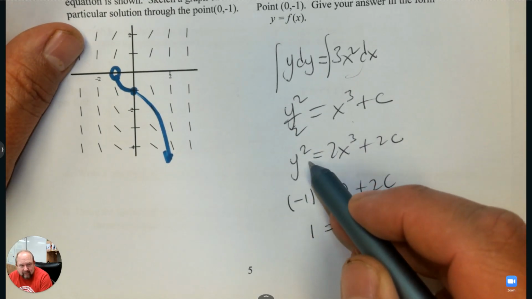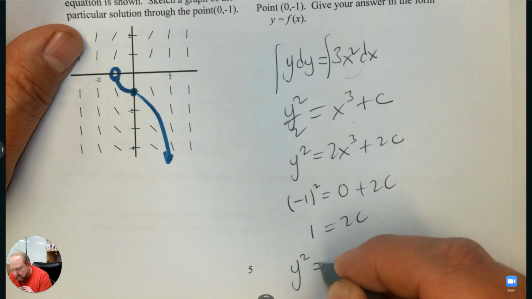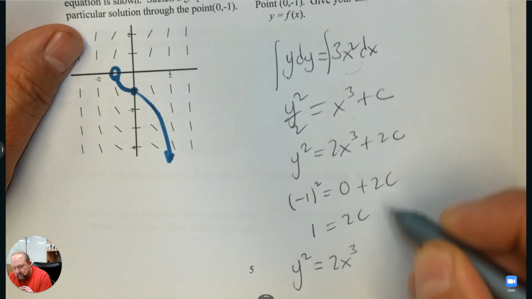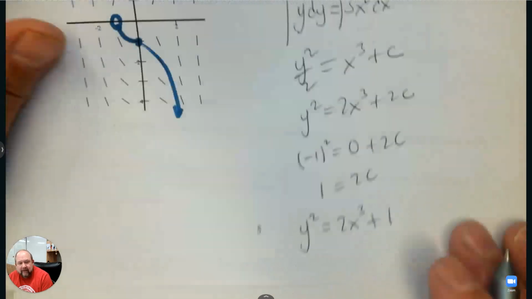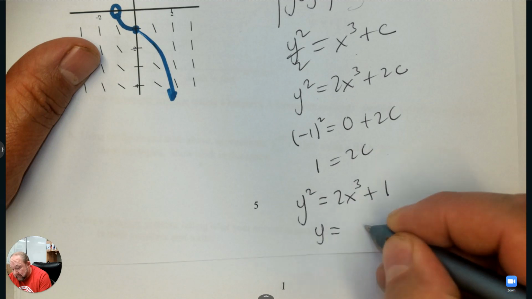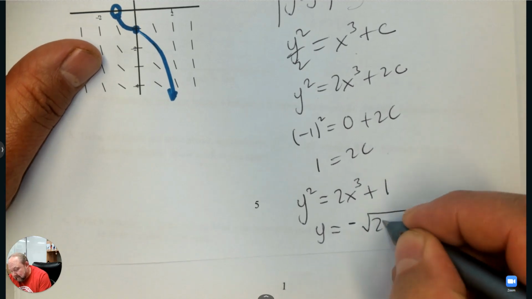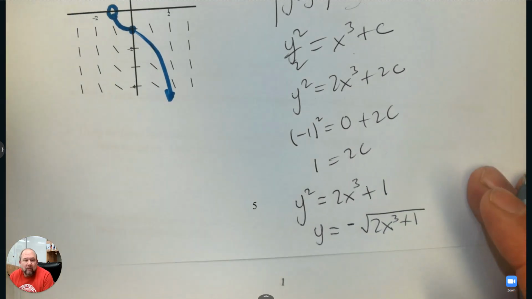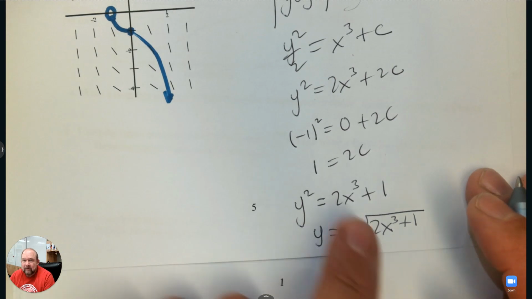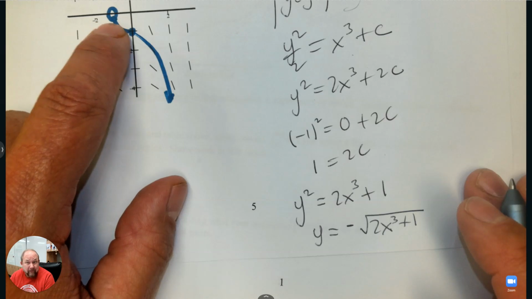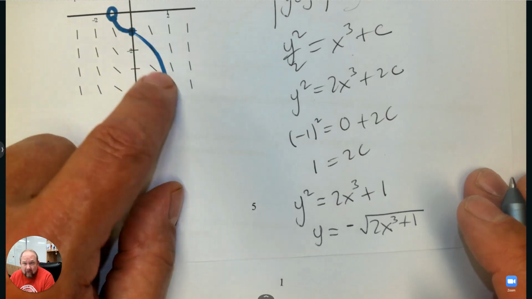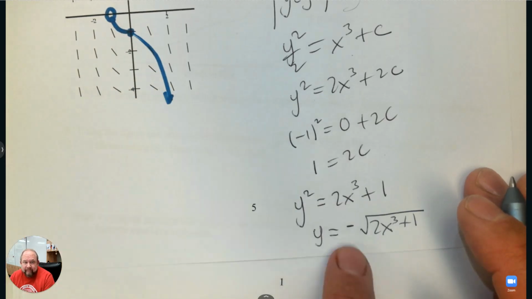So then I'm going to go back to this equation that says y squared and 2x cubed. Instead of 2c, I'm going to plug in positive 1. And then the last step is I'm going to square root. Now when I do that, it's going to be the negative instead of the positive. So why is it the negative here and not the positive? Because the y coordinate is negative. The whole graph is below the x-axis. All the y values are negative.